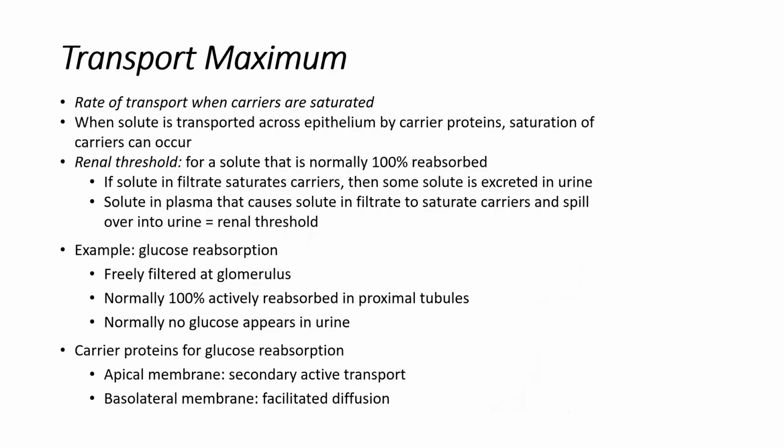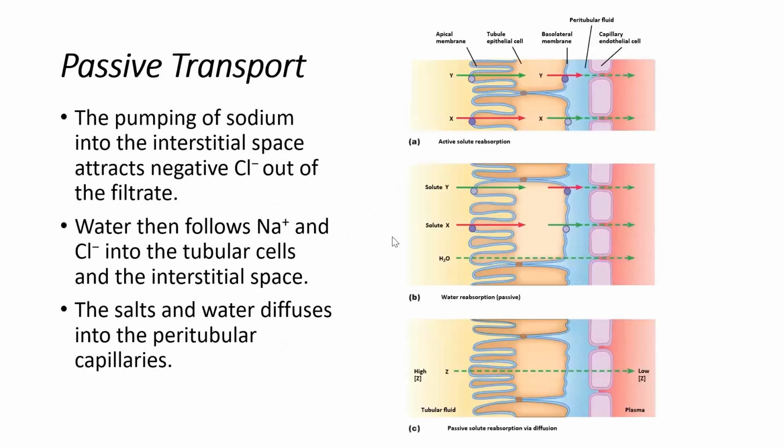Essentially, we have a limitation to the amount of certain substances that are reabsorbed. This is called the transport maximum. It's the rate at which all of our transporters have been saturated. And if we think back to this scenario here, this is a facilitated diffusion. This is requiring a carrier.